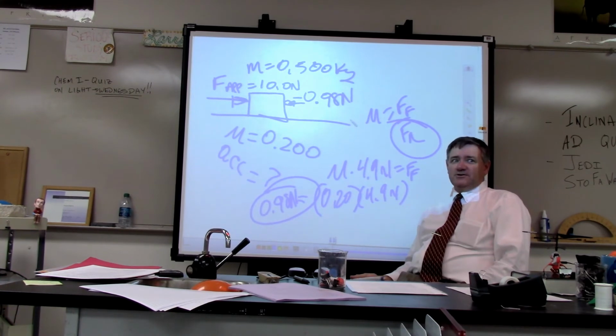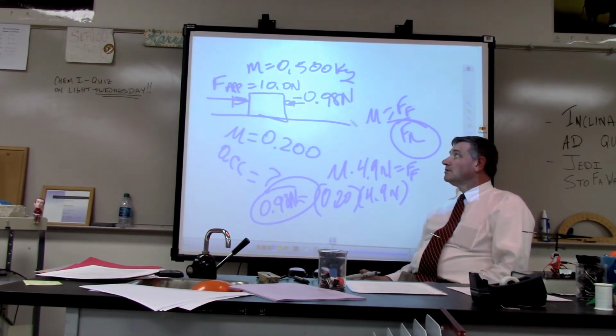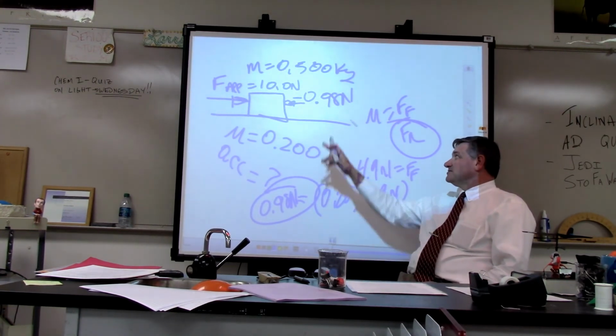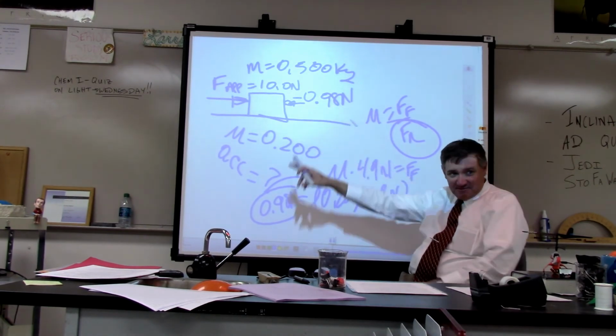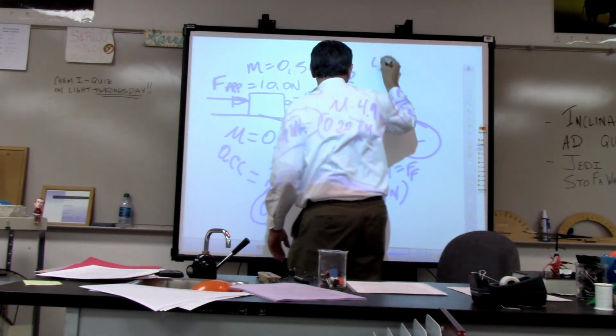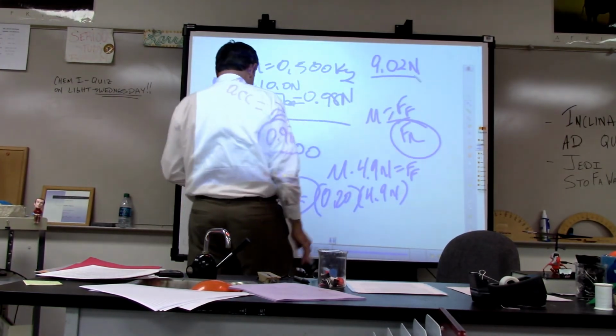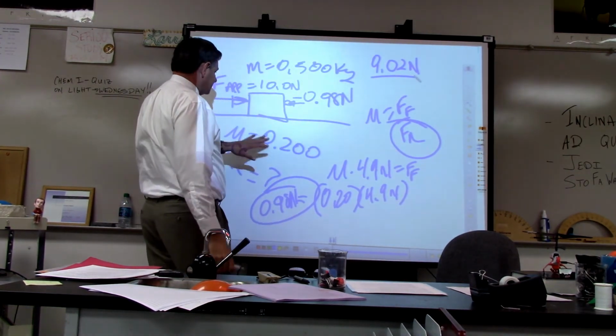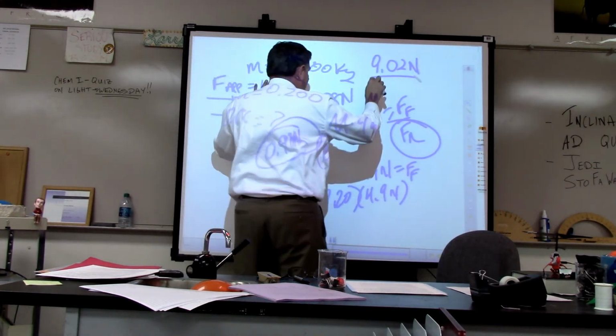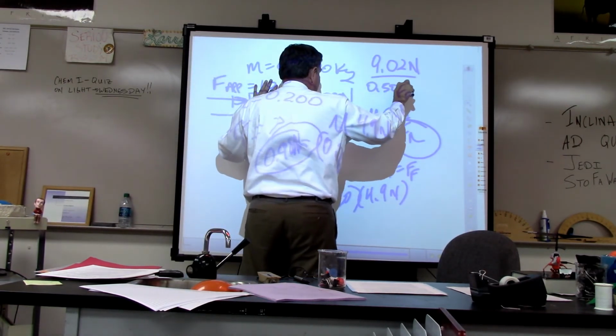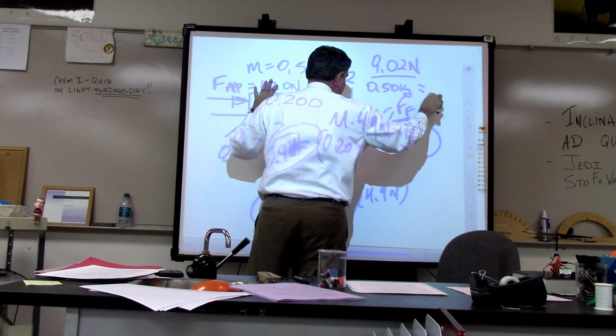0.02 newtons. 9.02 newtons? No, point. Oh, that's a 0. Okay, yeah. 0.98 plus 10. Yeah, 9.02 newtons. So somebody take 9.02 newtons and divide that by a mass of 0.5, and you should get 18.04.